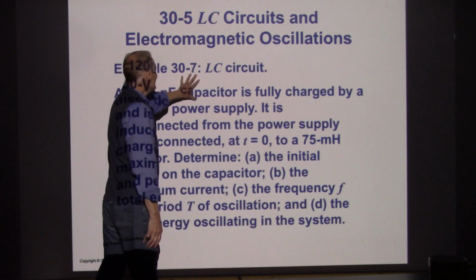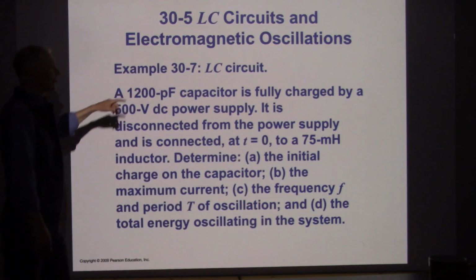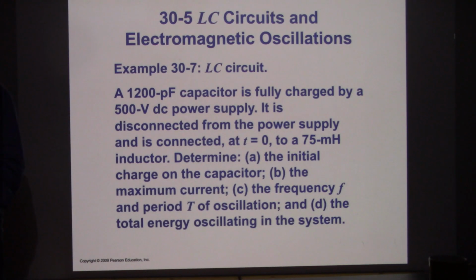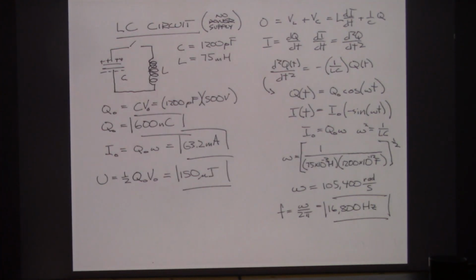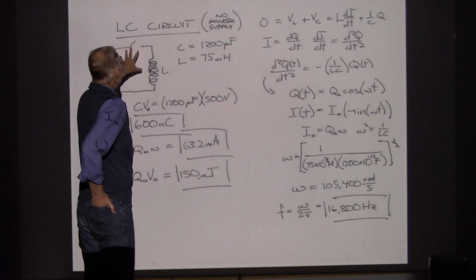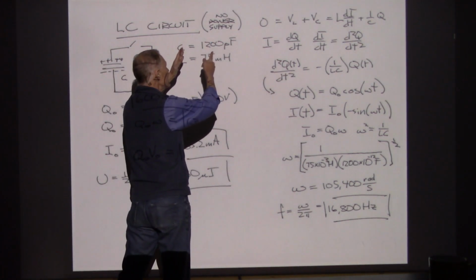All right, so here's an example. We're going to do an LC circuit. Let's start out with a capacitor fully charged. There's an inductor that's 75 millihenries. Let's go through and solve for everything. Here we go. So there's an LC circuit, and this is really important.